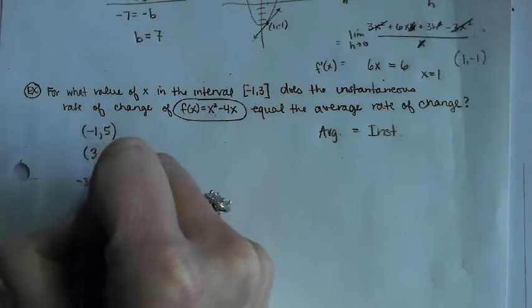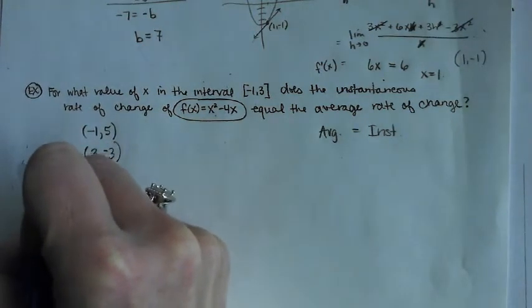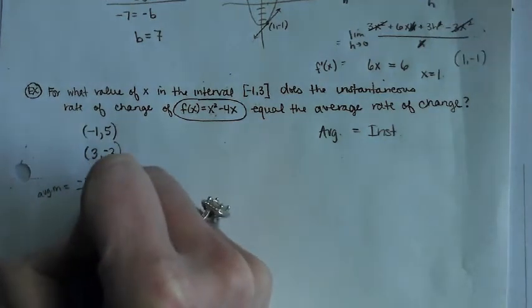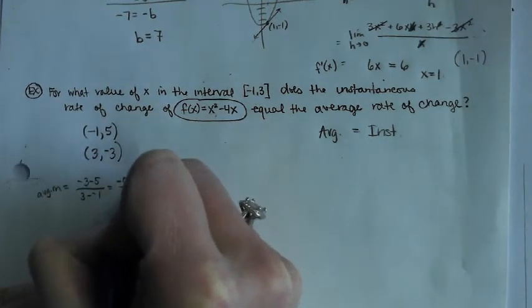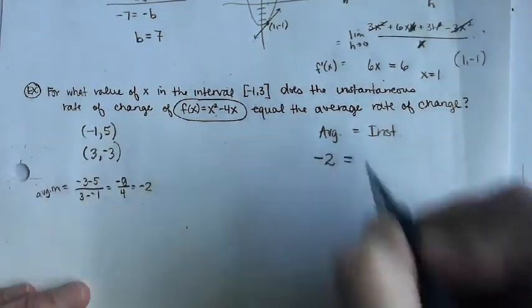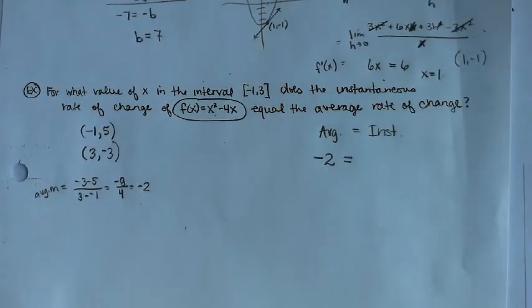y2 minus y1, average slope equals -3 minus 5 over 3 minus -1. It's going to be -8 over 4, which is -2. So my average rate of change is -2. I'm trying to find where the instantaneous rate of change also equals -2.